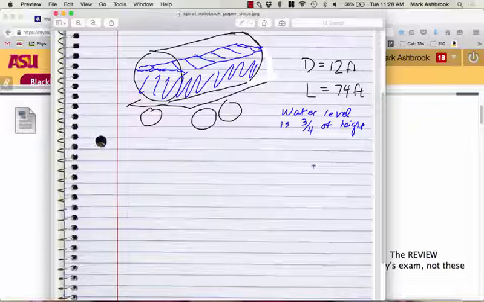So I want you to find two things. I need to give you the weight density of gasoline, I'll do that in a second. But what is the total force of the gas on this side of the tank? And then how much work would it take to empty this out of the top of the tanker?